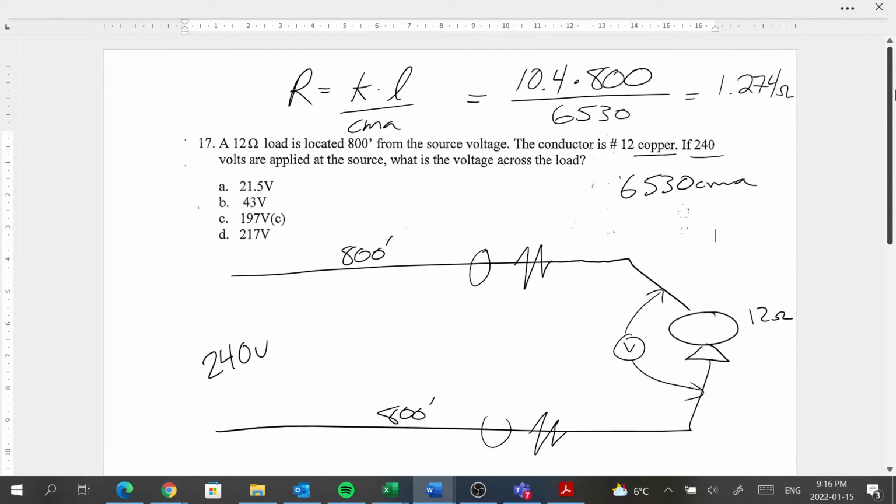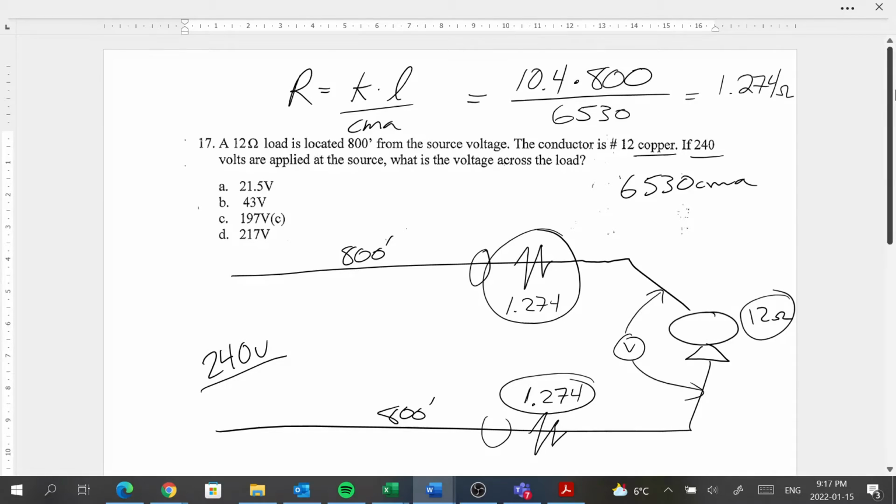All right. So we can place that resistance at a resistor symbol there and there. So now what we're looking at is basically a series circuit. We have a 240 volt source. We're going to have a voltage drop across this resistance, a voltage drop across this resistance, and a voltage drop across this resistance.